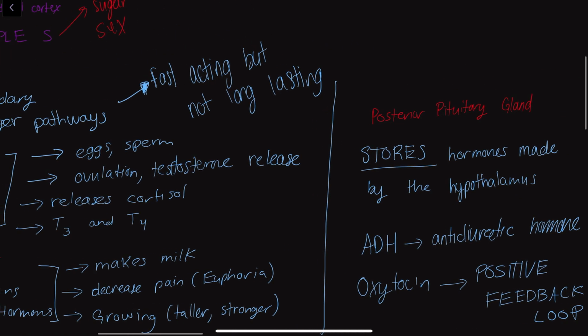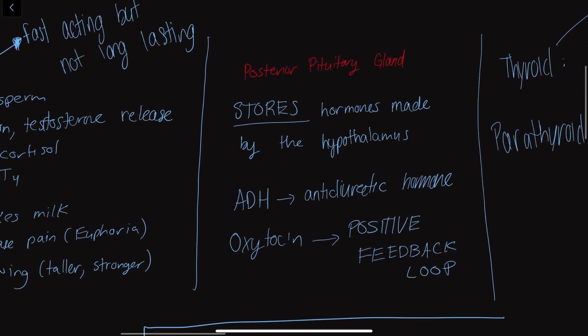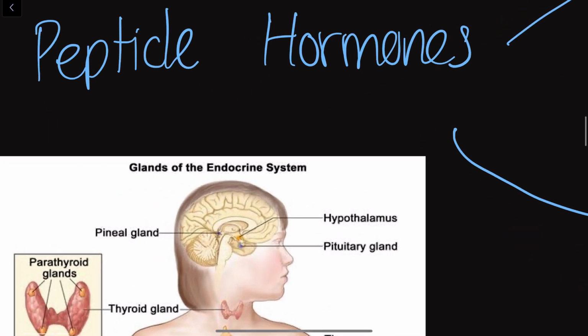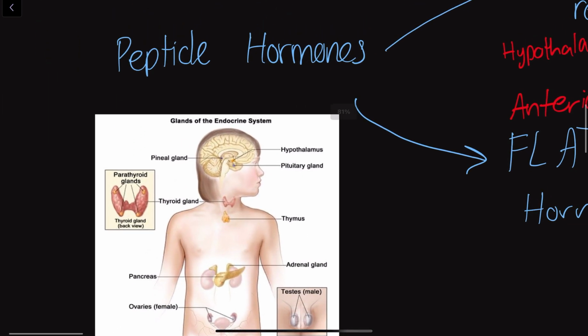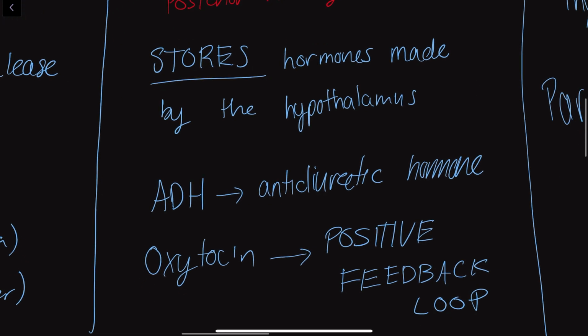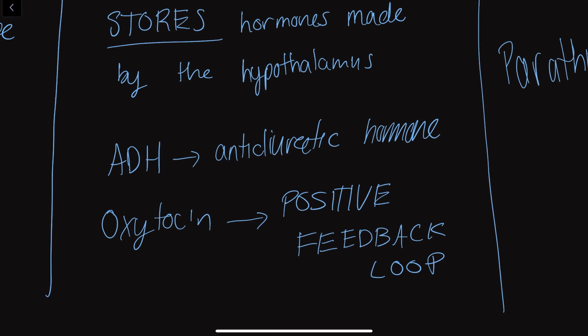Okay, so then there's the posterior pituitary gland, which is going to store the hormones made by the hypothalamus. So these are hormones made by the hypothalamus. The posterior pituitary gland is not going to make any hormones, remember that. That's very important. And these 2 hormones are antidiuretic hormone as well as oxytocin.